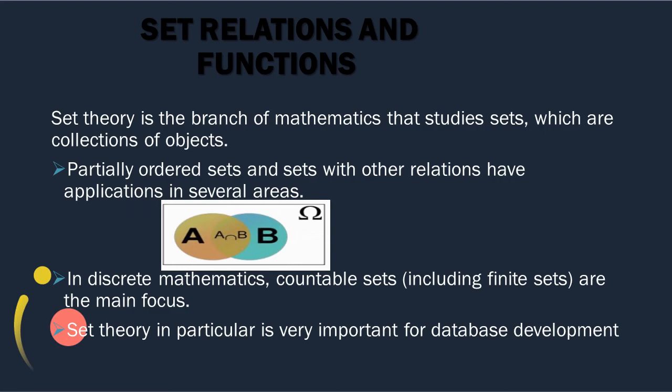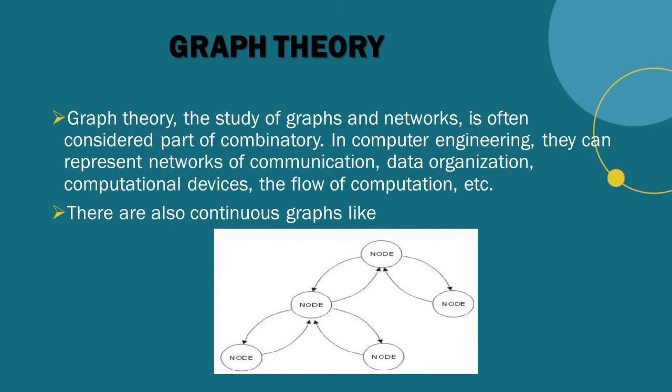Now the next one is graph theory. As I told earlier, graph theory, the study of graphs and networks, is often considered part of combinatorics. I told you at the start that you must read that textbook. It is a very good, understandable book, and you will get very good knowledge of graph theory. Graphs can represent networks of communications, data representations, computational devices, the flow of computation, etc. There are also continuous graphs, like this is a node. I have just given one example.